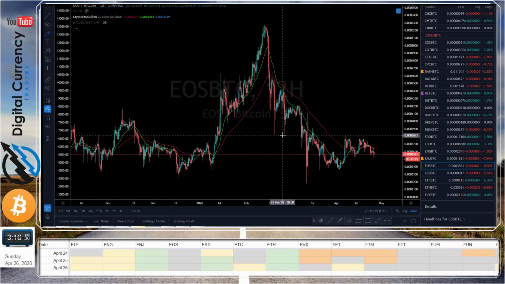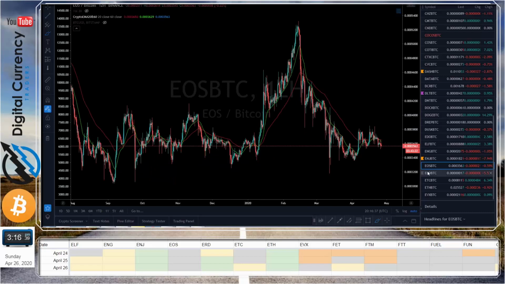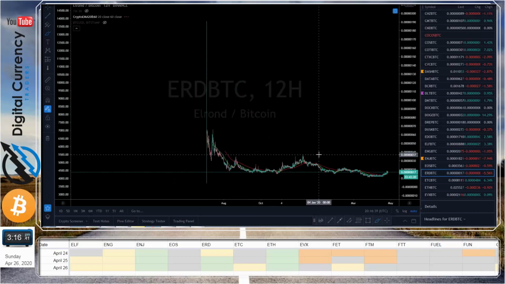So right now, EOS is neutral, but you know the plan. You can see how it's going to be setting up.